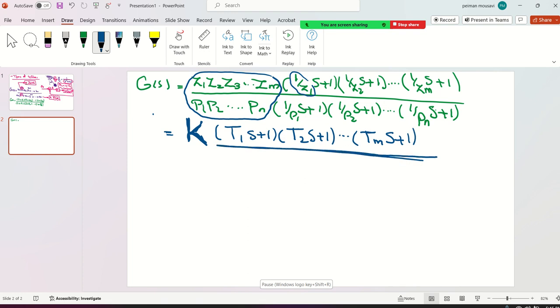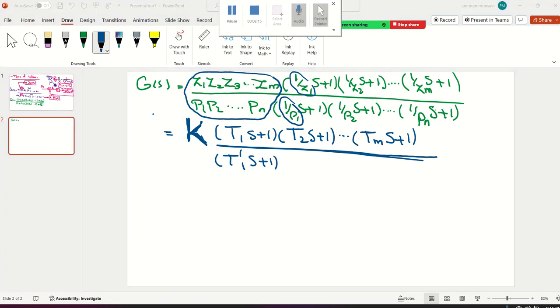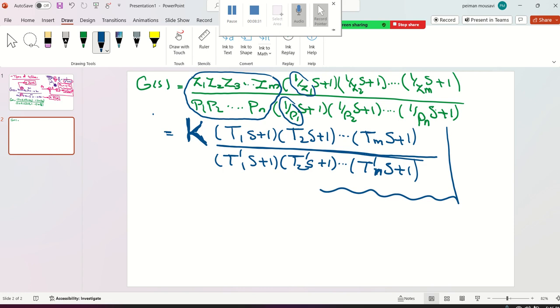Okay, you got it? Now I'll name this T prime 1, T prime 1 s plus 1, and T prime 2 s plus 1, and T prime n, because you have n poles, plus 1. This is the general statement of open loop transfer function for any order system.